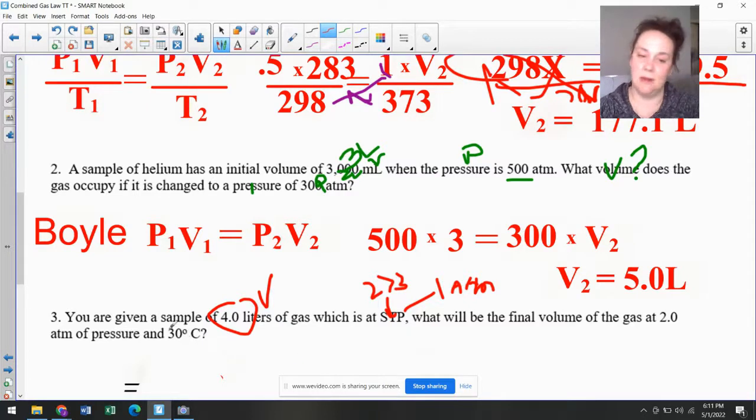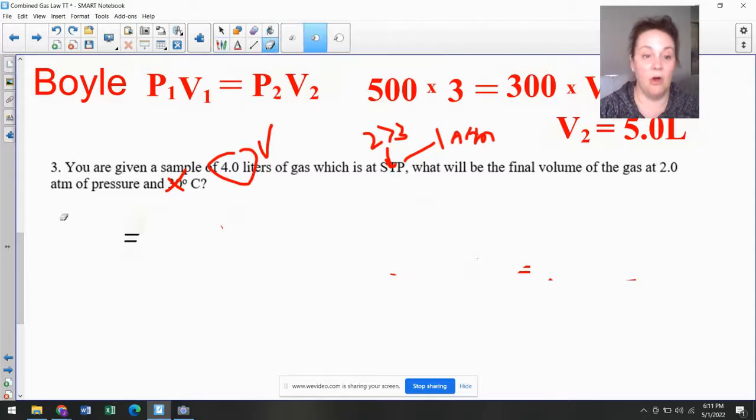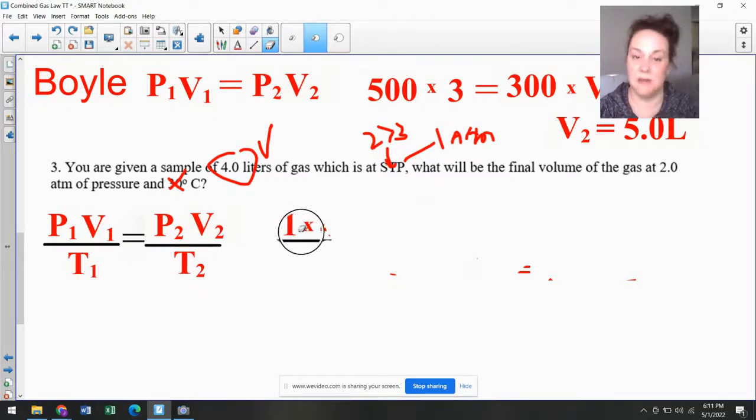Oh, I do not like that number. You better change that one before you put it in there. So you need to hopefully see that you are going to be using the combined gas law again on that one because you have all the variables going on here. So we want to make sure that you can solve. We have 1 as my initial pressure. My initial volume is 4 liters over 273 for my temperature.